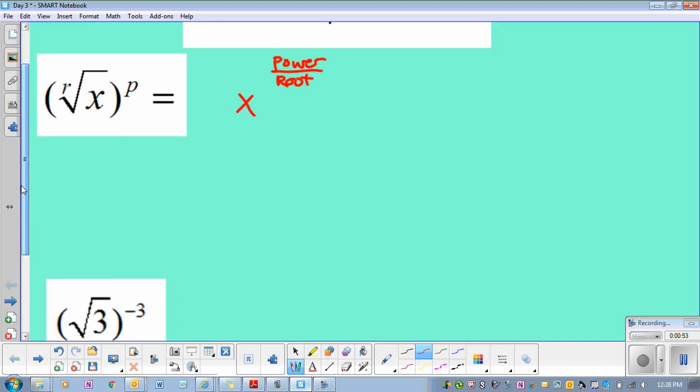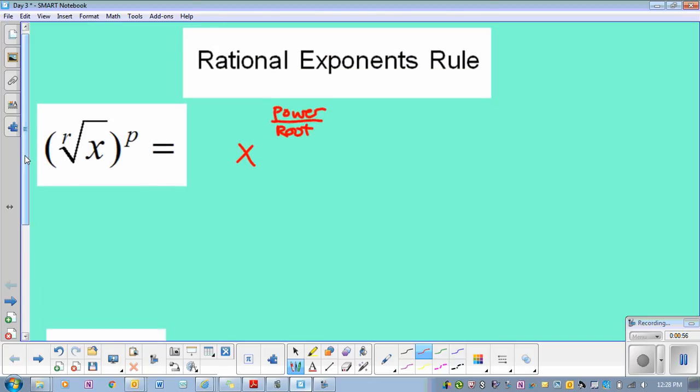All right, so we have two examples here. For example 1, you have the square root of 3 cubed, right? This is the same as saying 3 to the 3 halves power. Yeah? All right.